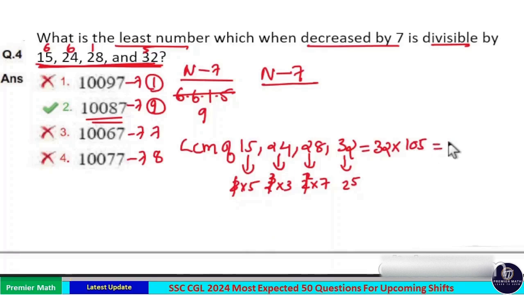32 into 100 is 3200, and 32 into 5 is 30 into 5 is 150, 2 into 5 is 10. So 160.